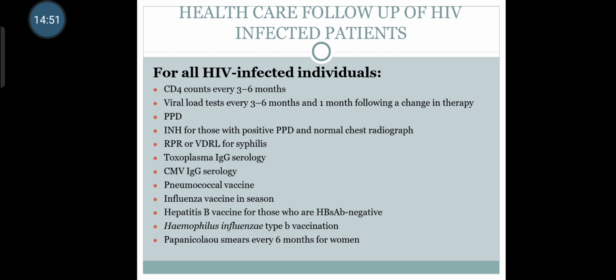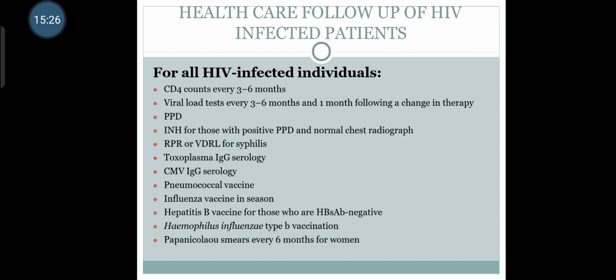Then toxoplasma IgG serology. Cytomegalovirus immunoglobulin serology, to see the presence of IgG, immunoglobulin G, which is indicative of cytomegalovirus, toxoplasmosis, etc. Then pneumococcal vaccine can be given in this case. Influenza vaccine can be given in the season when influenza is more prevalent. Then hepatitis B vaccine to those who are HBsAb negative.